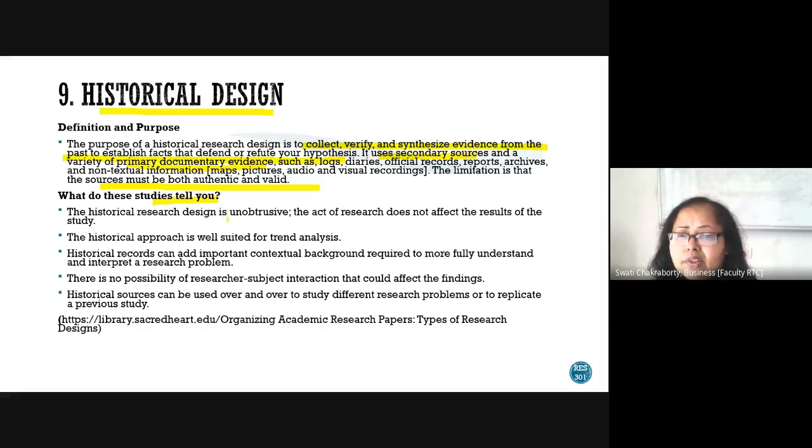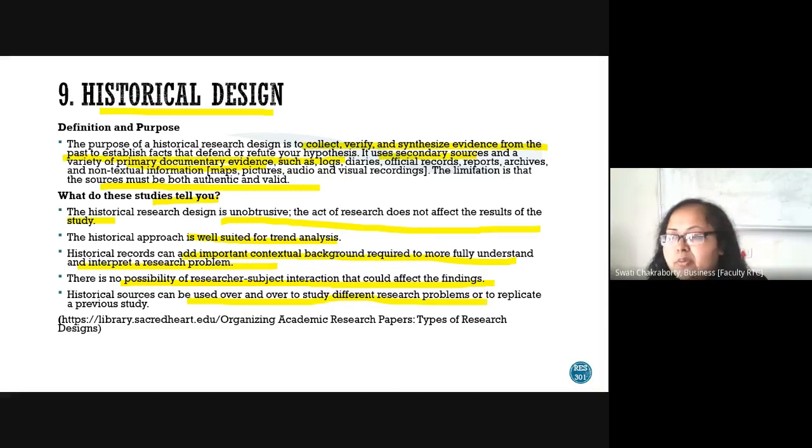This type of research design tells us a lot of things. Firstly, it's unobtrusive, where the action of research does not affect the results of the study. It is well suited for trend analysis. It can add important contextual background, which is required to fully understand a research problem and interpret it. There's no possibility of researcher-subject interaction that could affect the findings. We do not interact with the respondents, right? So it can be used over and over to study different research problems, or we can replicate a previous study also.